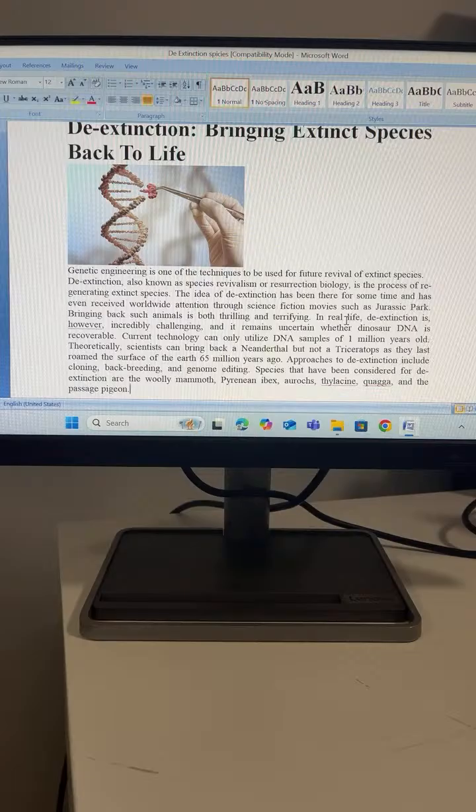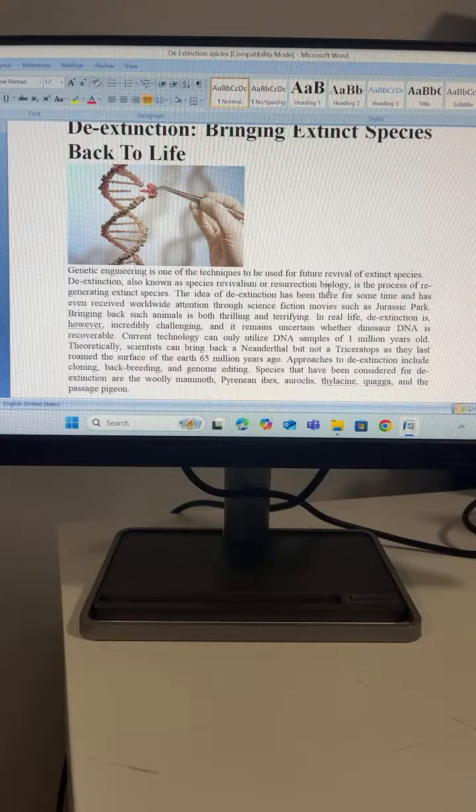The idea of de-extinction has been there for some time and has received worldwide attention through science fiction movies such as Jurassic Park. Bringing back such animals is both thrilling and terrifying. In real life, de-extinction is, however, incredibly challenging, and it remains uncertain whether dinosaur DNA is recoverable.